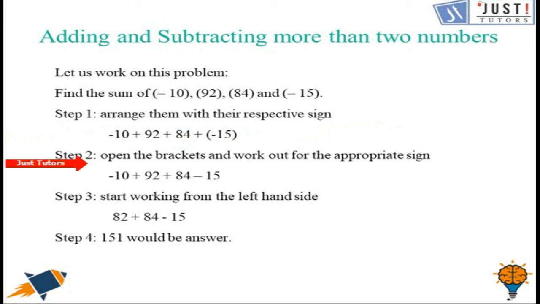The next step is that we'll open the brackets and change the operations or the signs after opening the brackets. If you look here, it was add and take away together, and as per the rule, if there is add and take away together, it changes to a negative sign, and that's what we have done here. The third step says that we'll start working from the left. So we'll do 82 add 84, which is 166, and after that we'll take away 15 from that, so 151 will be our answer here.